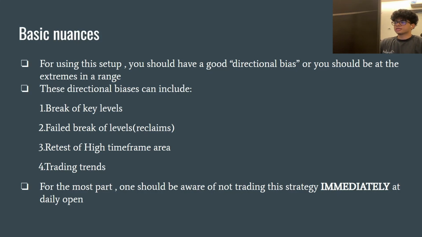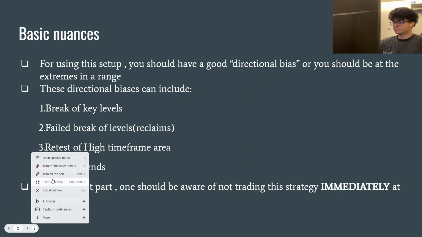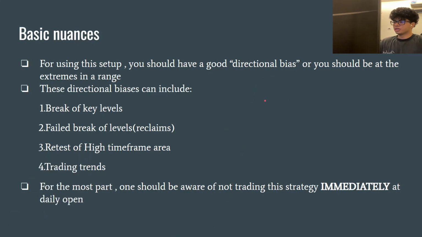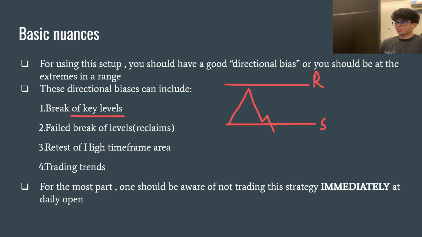These directional biases can include break of key levels, support and resistance levels, failed break of levels, reclaim of support levels, reclaim of resistance levels, etc. So I'll show you an example of what key levels are. Let's say this is resistance, this is support, right? Let's say these are two levels. Price is moving around here, then it breaks support, right? This is a break of support.